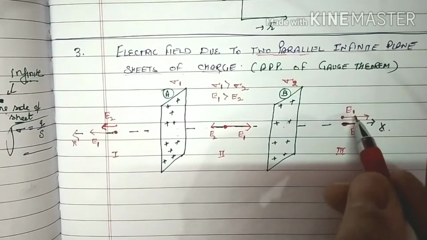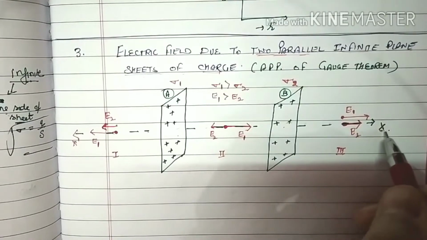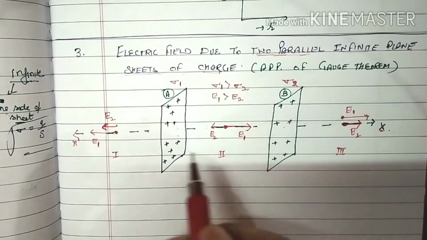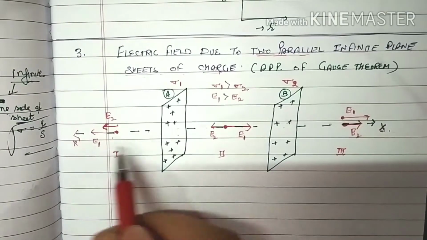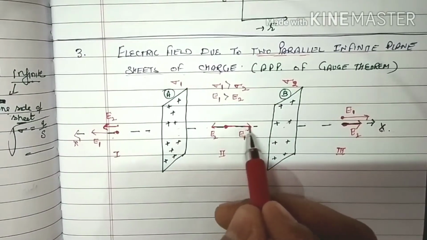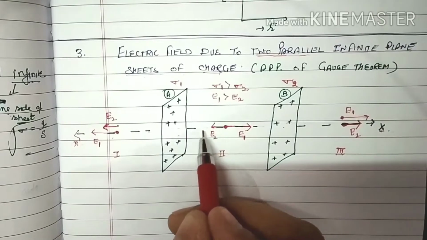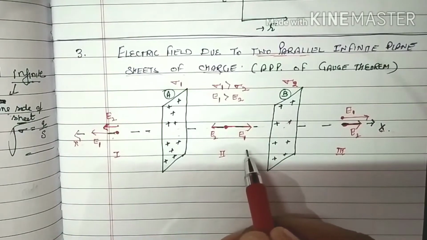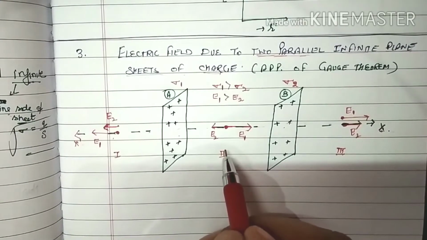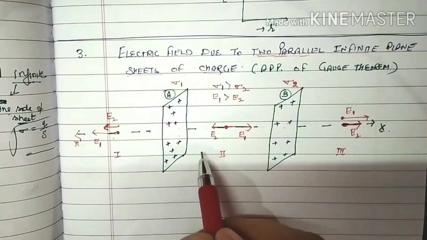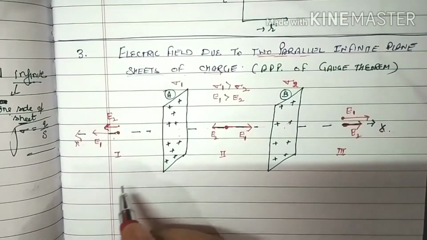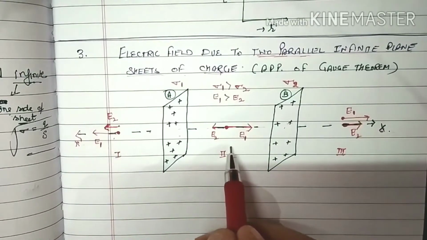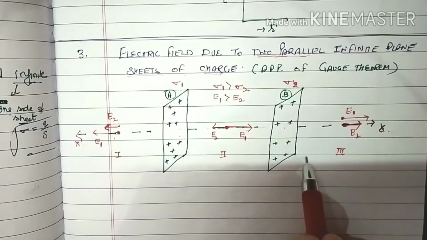Here E1 and E2 are along the positive x-axis; here E1 and E2 are along the negative x-axis; here E1 is along the positive x-axis and E2 toward the negative x-axis. The positive x-axis is taken with a positive sign and the negative x-axis with a negative sign. We remember this. Now mathematically we will find the electric field intensity in the first, second and third regions.